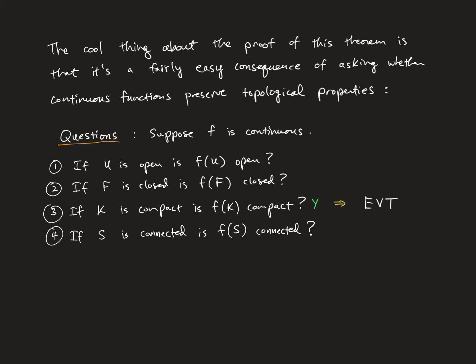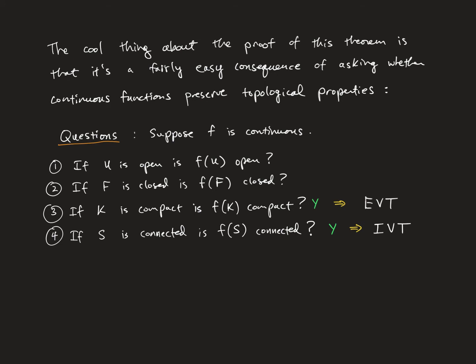The answer to 4 also turns out to be yes. So this is fairly intuitive. If you intuitively think about what connected means and intuitively what a continuous function is doing, then a continuous image of a connected set should be connected. So you kind of expect the answer to this to be yes. And this is going to more or less immediately imply another very famous theorem from calculus, which is the intermediate value theorem.